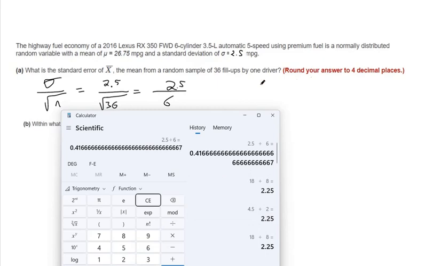So the standard error to 4 decimal places is 0.4167.